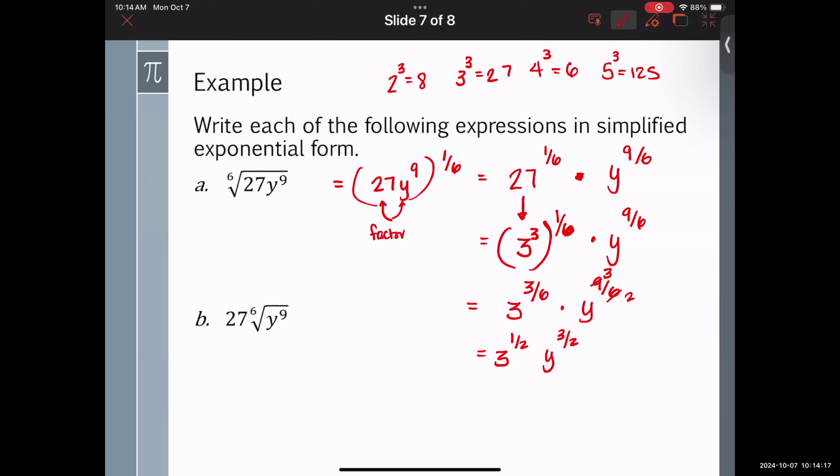Okay, and then we can do something similar in B. In B, though, the 27 is outside the radical, so that's just 27. So it's 27 y to the 9/6, but we already determined that y to the 9/6 is y to the 3/2. So this is 27 y to the 3/2. Any questions?